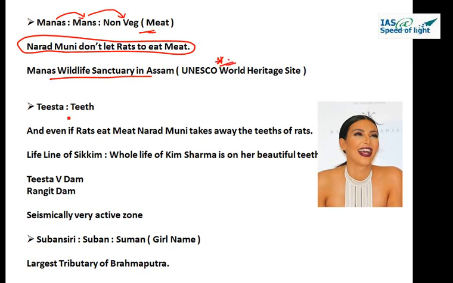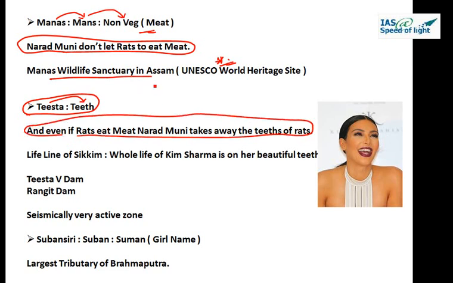Now the third right bank tributary is the Teesta. From Tistha we get teeth. Tistha is teeth. And even if the rats eat meat, Narad Muni takes away the teeth of the rat. Okay, this is interesting now. If a rat eats meat, Narad Muni takes away the teeth of the rats. It is the lifeline of Sikkim. The whole life of Kim Sharma is on a beautiful teeth. This is Kim Sharma, and this is not actually Kim Sharma, some other model, but you can take her as Kim Sharma. So Kim Sharma's teeth are the life of Kim Sharma.